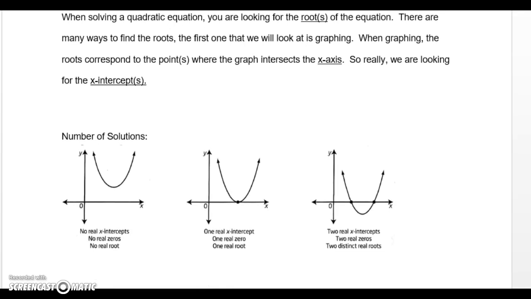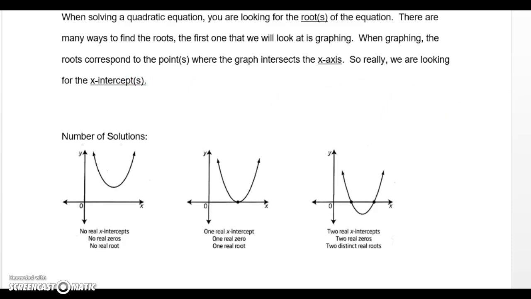When we're trying to solve a quadratic equation, what we're looking for are the roots of the equation, or what we also call the zeros. There are many ways to find the roots, and we're going to look at the first method in this video, which is graphing. When graphing, the roots correspond to the points where the graph intersects the x-axis. So essentially what we're looking for is the x-intercepts.